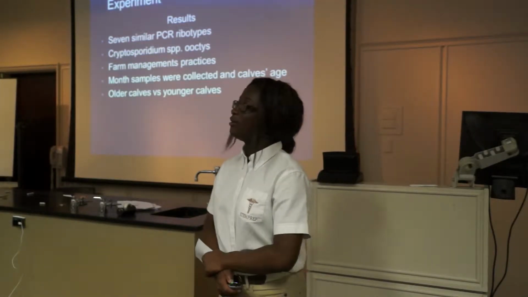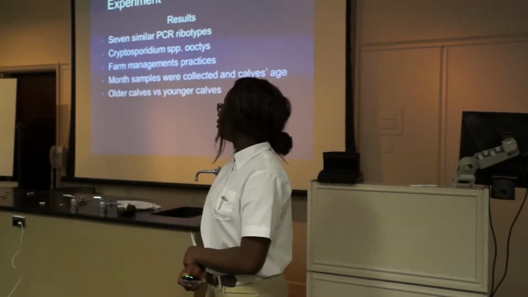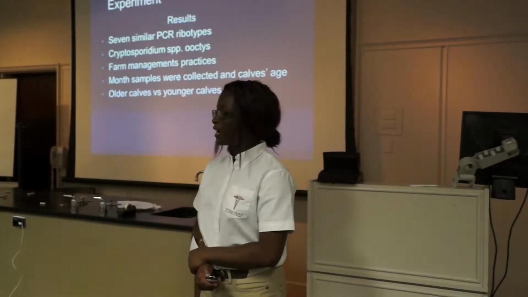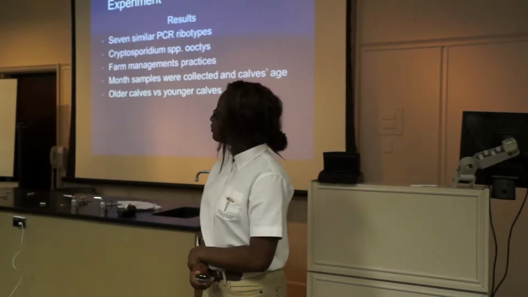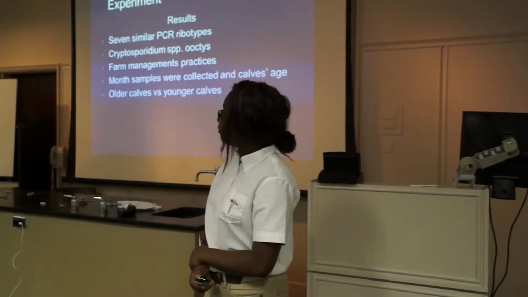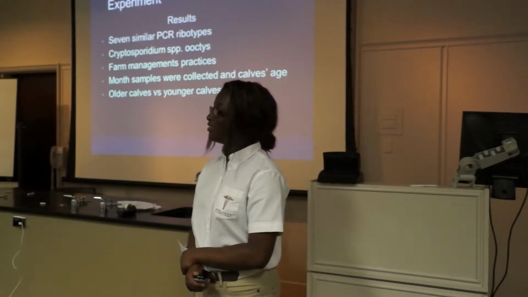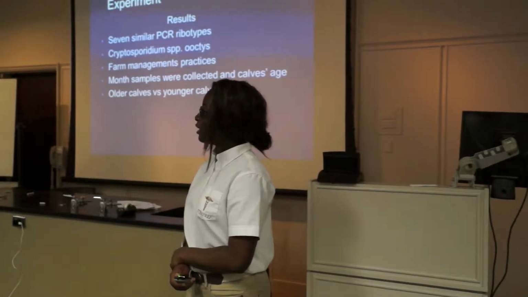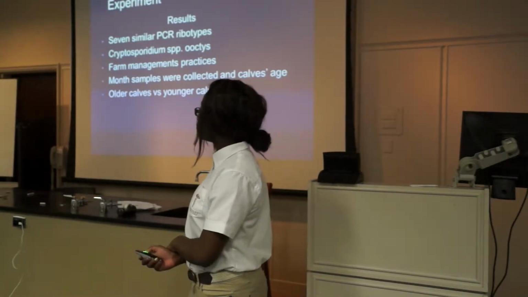Okay, the results. 7 similar PCR ribotypes were found among humans and calves. Cryptosporidium was the reason for diarrhea among the calves, not Clostridium difficile. And the farm management practices did not affect the result of the experiment. And they found that the month the samples were collected and the age of the calves did affect the result of the experiment. And older calves were found with more Clostridium difficile infection toxins than younger calves.